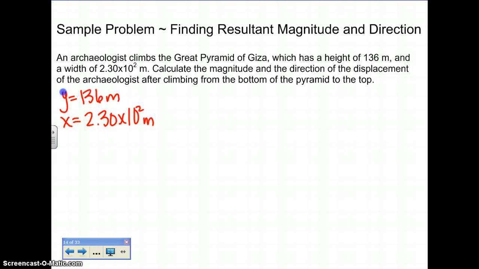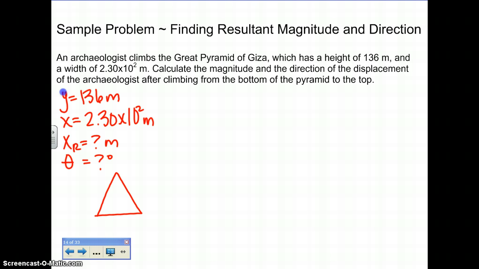So you are trying to figure out your resultant displacement. Let's just call this x sub r, resultant displacement. Obviously that will be in meters, and theta equals, I don't know, and that'll be in degrees. So think about what the pyramid looks like, guys.